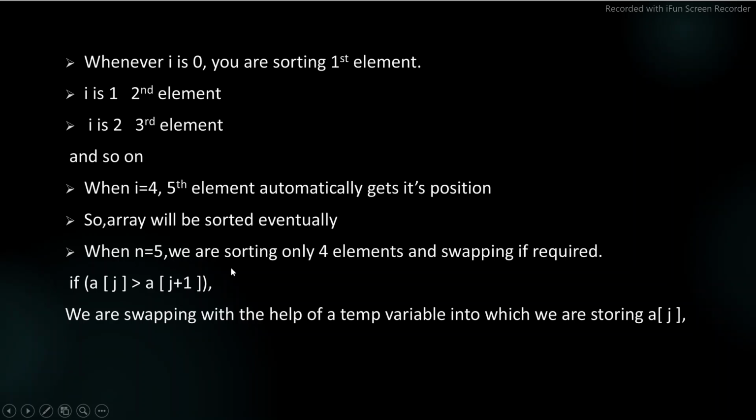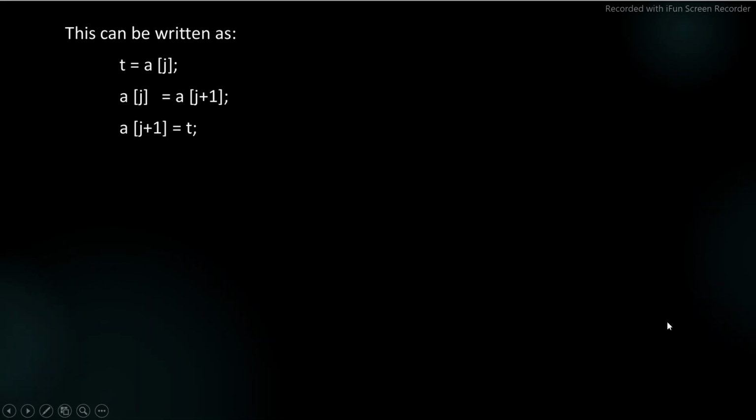When n is equal to 5, we are sorting only 4 elements and swapping if required. In the inner loop, we compare with the next element. We can see here that if a of j is greater than a of j plus 1, we swap with the help of a temporary variable in which we store a of j. This can be written as t equal to a of j, where t is a temporary variable, a of j equal to a of j plus 1, a of j plus 1 equal to t.